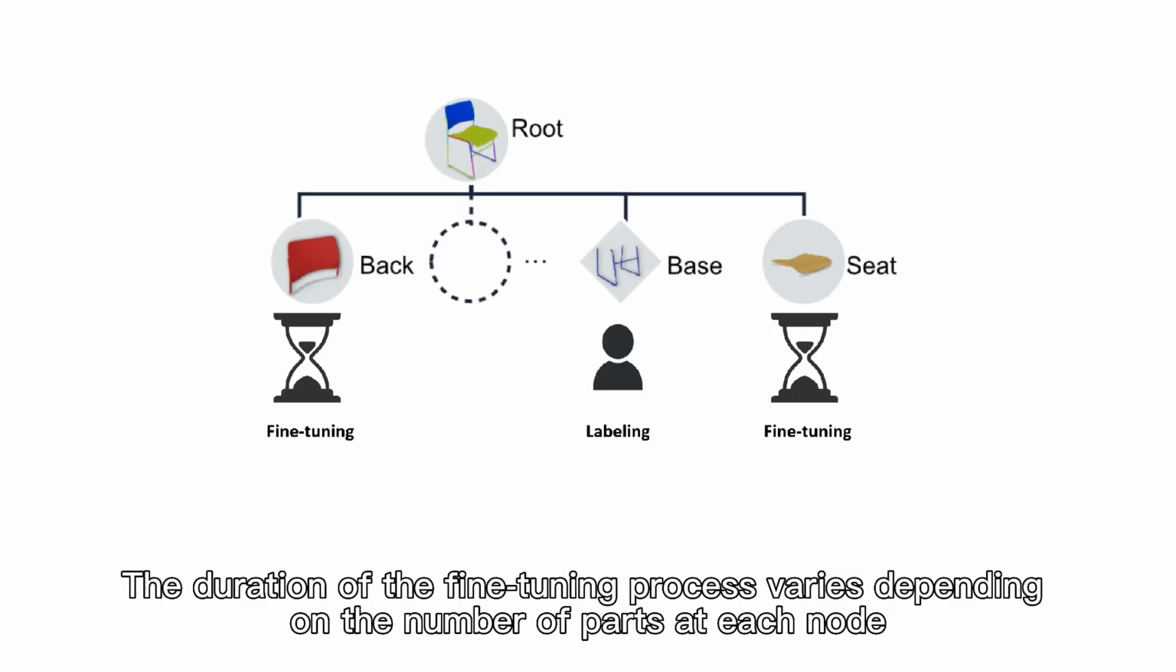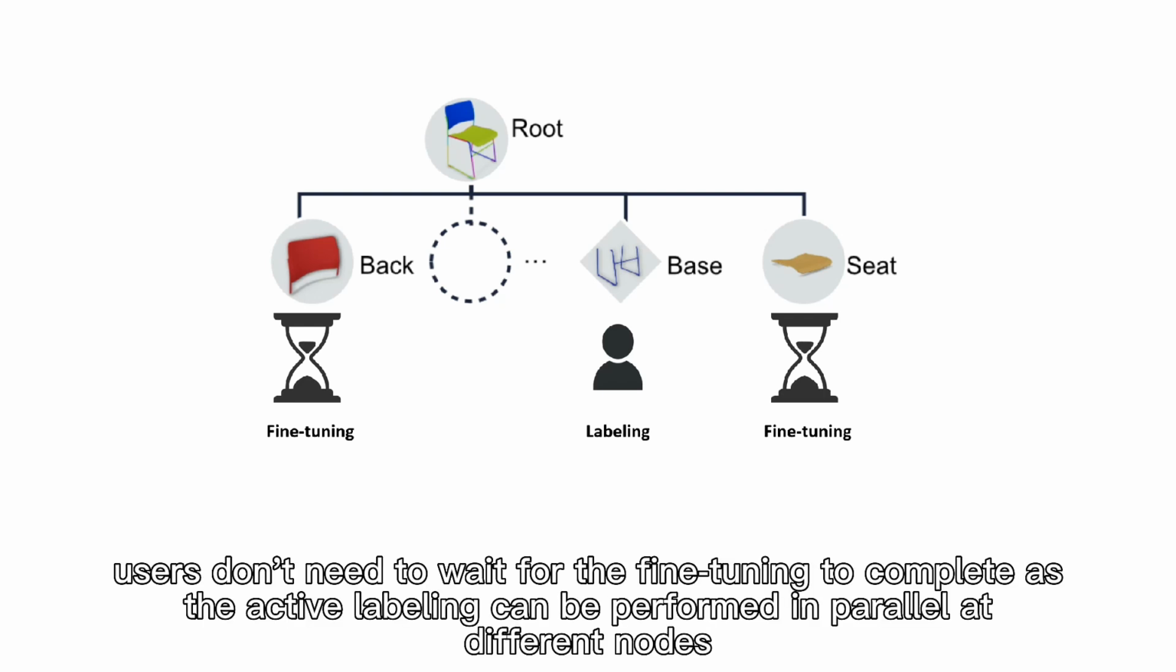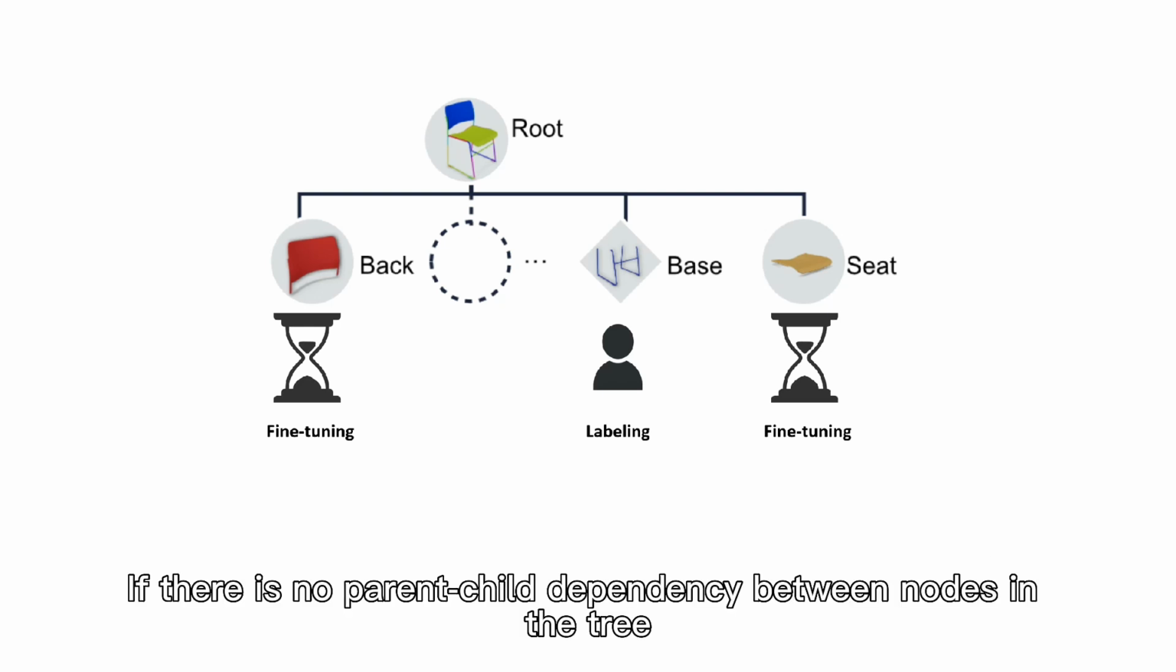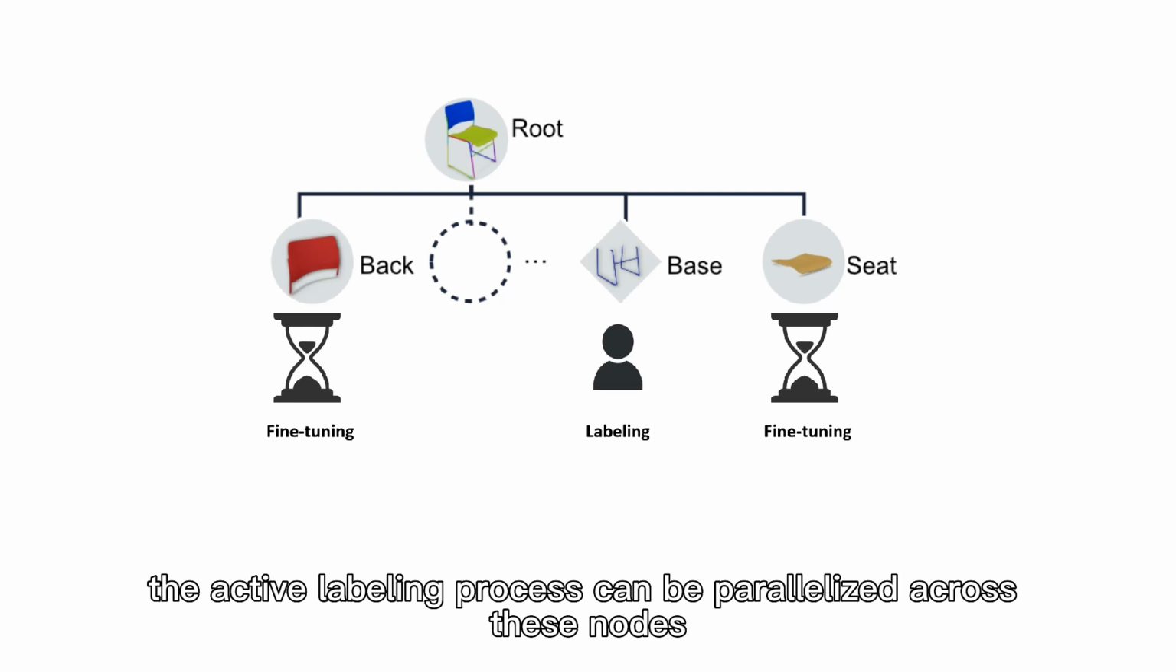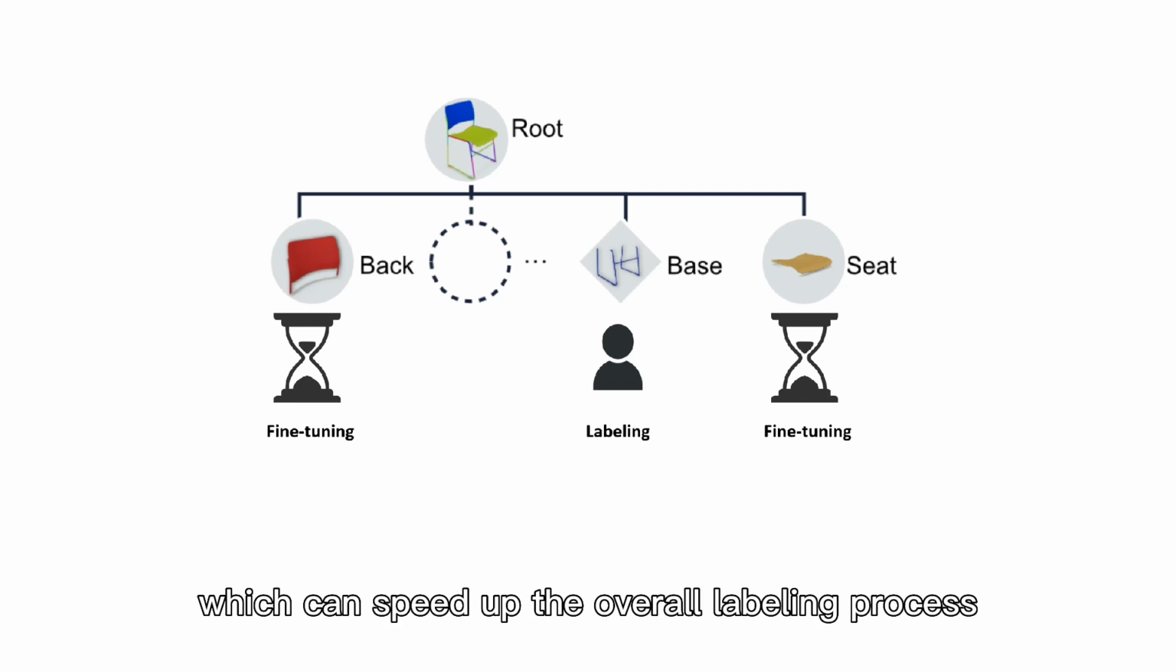The duration of the fine-tuning process varies depending on the number of parts at each node, ranging from 20 minutes to 3 hours. However, users don't need to wait for the fine-tuning to complete as the active labeling can be performed in parallel at different nodes. If there is no parent-child dependency between nodes in the tree, the active labeling process can be parallelized across these nodes. This means that users can work on labeling different parts of the object simultaneously, which can speed up the overall labeling process.